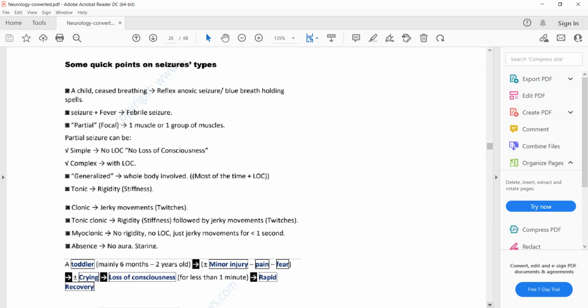So, a partial seizure basically involves one muscle or a group of muscles. They can be simple or complex. If one muscle group is involved without loss of consciousness, it is called simple partial seizure. And if there is loss of consciousness, it is known as complex partial seizure. A seizure can also be generalized, in which the whole body is involved.